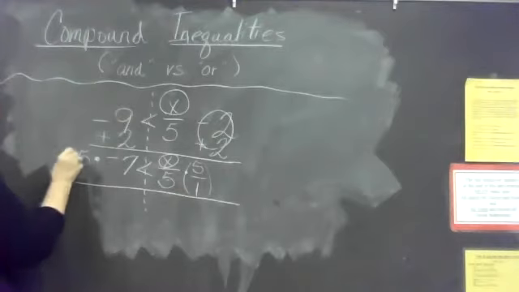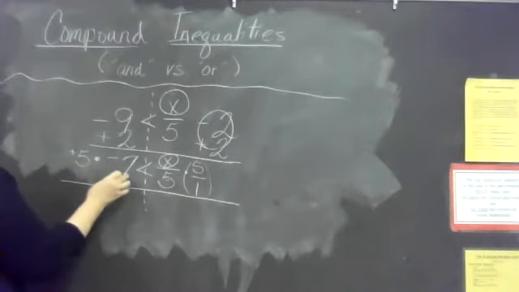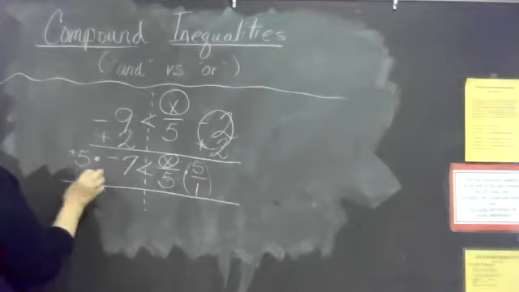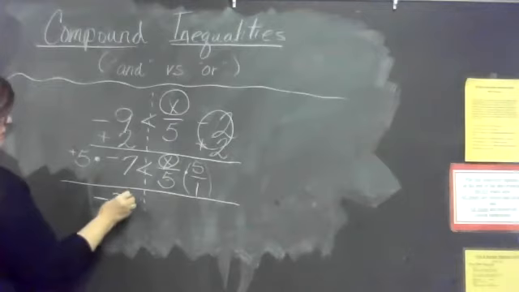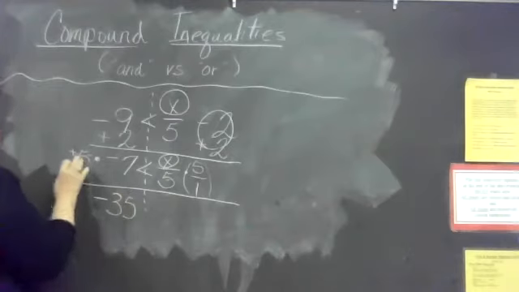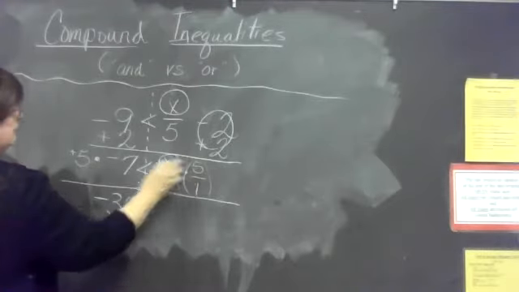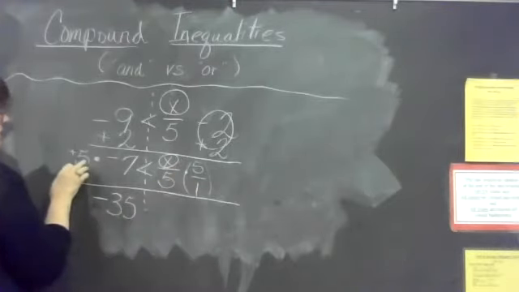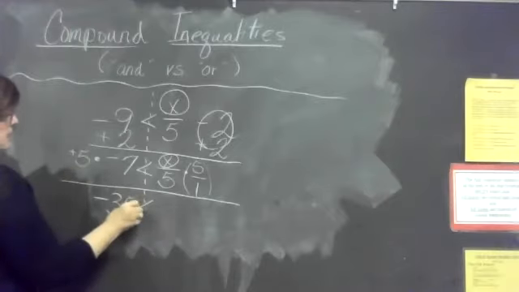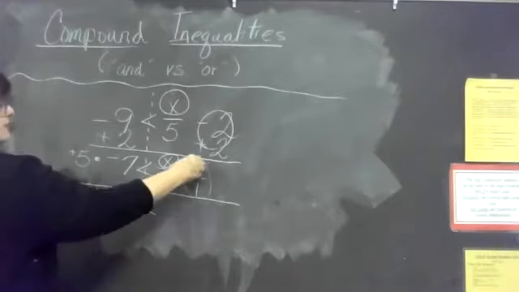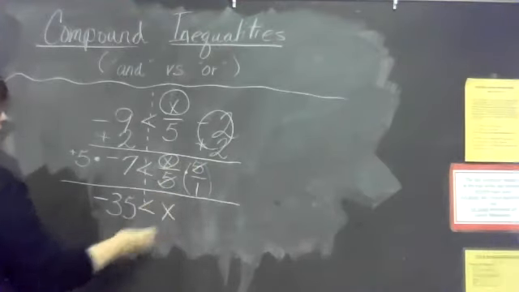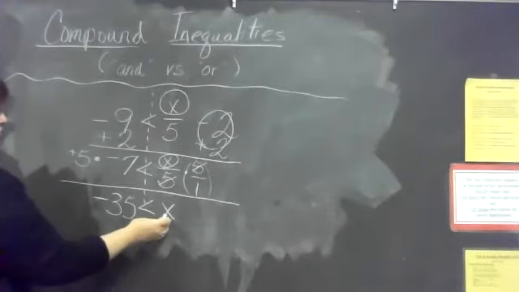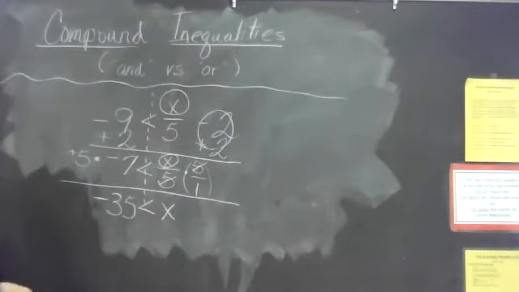A positive times a negative, this is a multiply rule, means I have an odd number of negatives, so it's going to be -35. I'm going to look and see if I multiplied or divided by a negative in this step, and I did not. So the sign still stays the same. This 5 and this 5 cancel out, and I have an x left. When the x is by itself, then this is the answer.